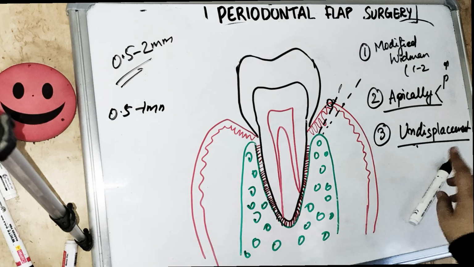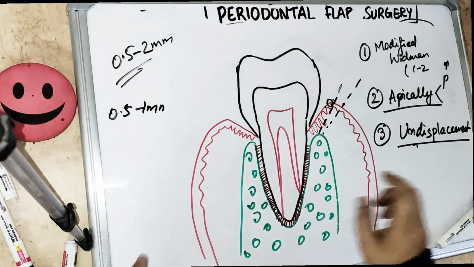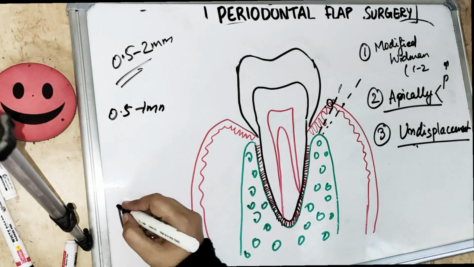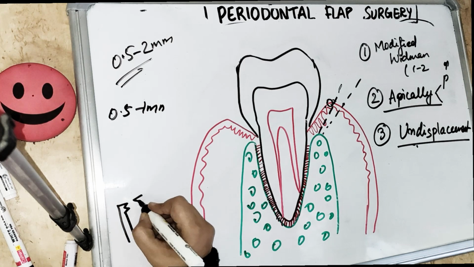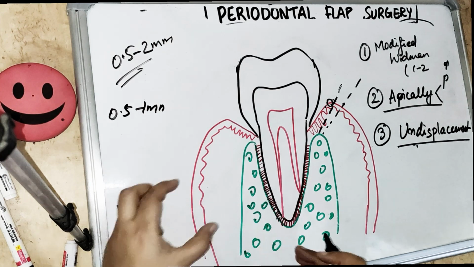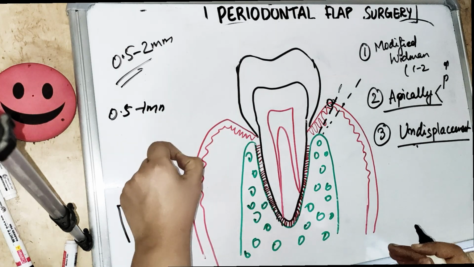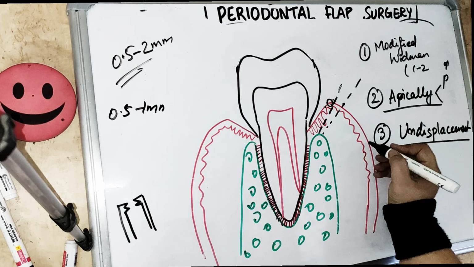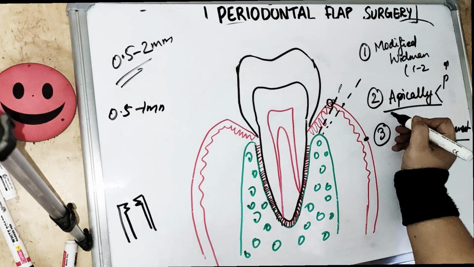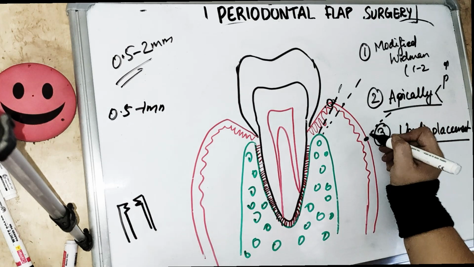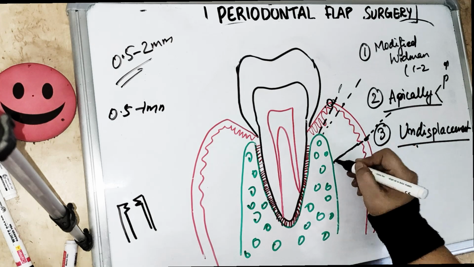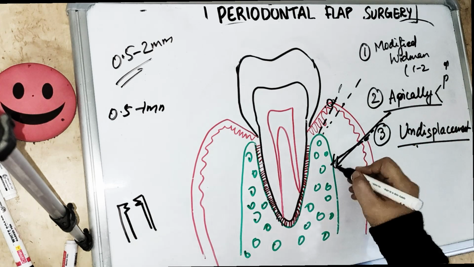For the undisplaced flap, we use a pocket marker, a kind of tooth forceps like this. So with this pocket marker we go to the depth of the pocket and punch the gingiva, so there will be a bleeding point. Suppose the bleeding point comes here, so we go from here up to the crest of the gingival margin, and up to the crest of the bone. So this is our undisplaced flap.